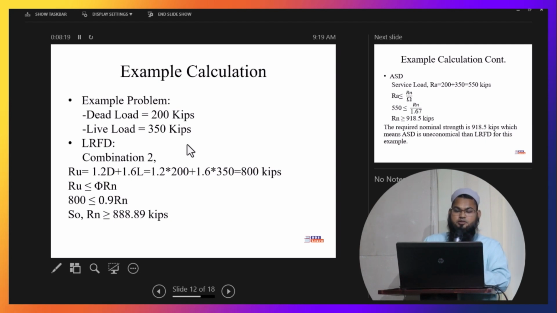The problem: dead load 200 kips, live load 350 kips. In the LRFD method, from LRFD combination 2, we found the ultimate load is 800 kips. So the ultimate load must be less than or equal to the resistance factor times the nominal load. So here's the calculation. We found the nominal load is 888.89 kips.